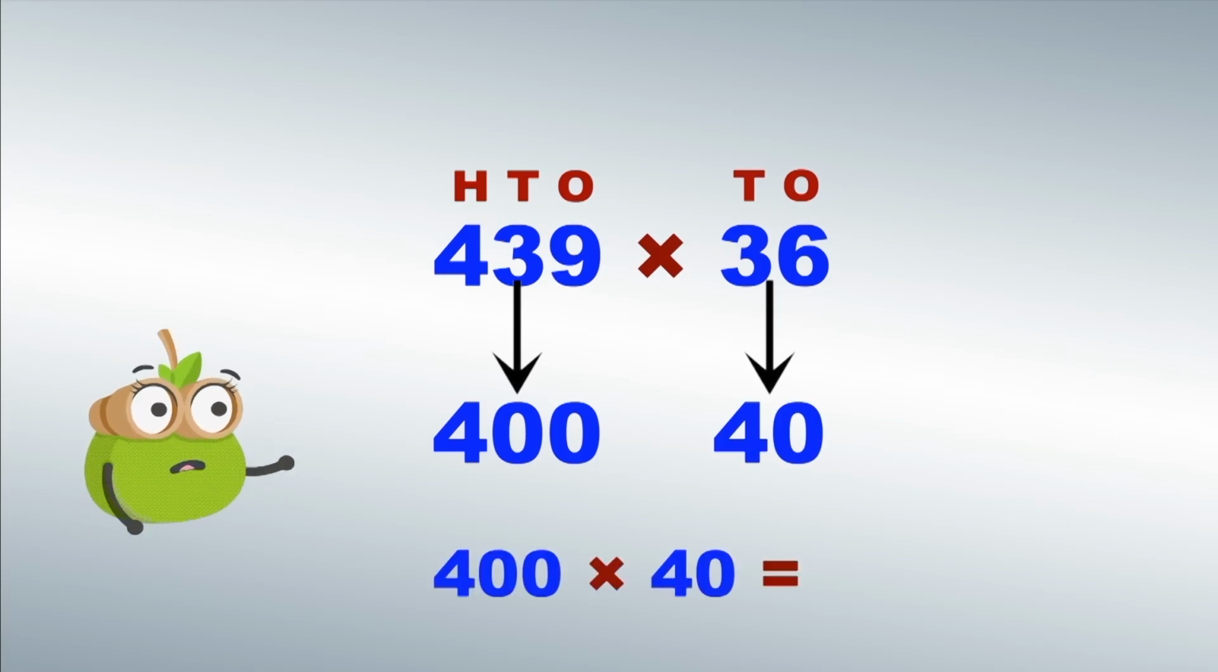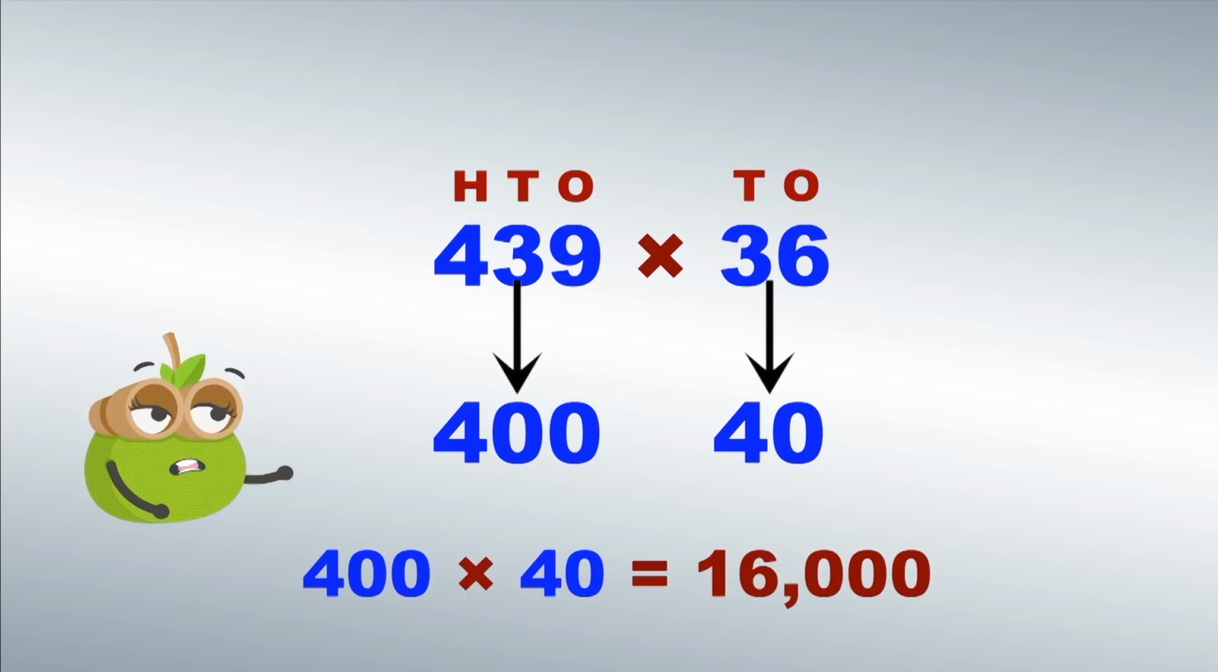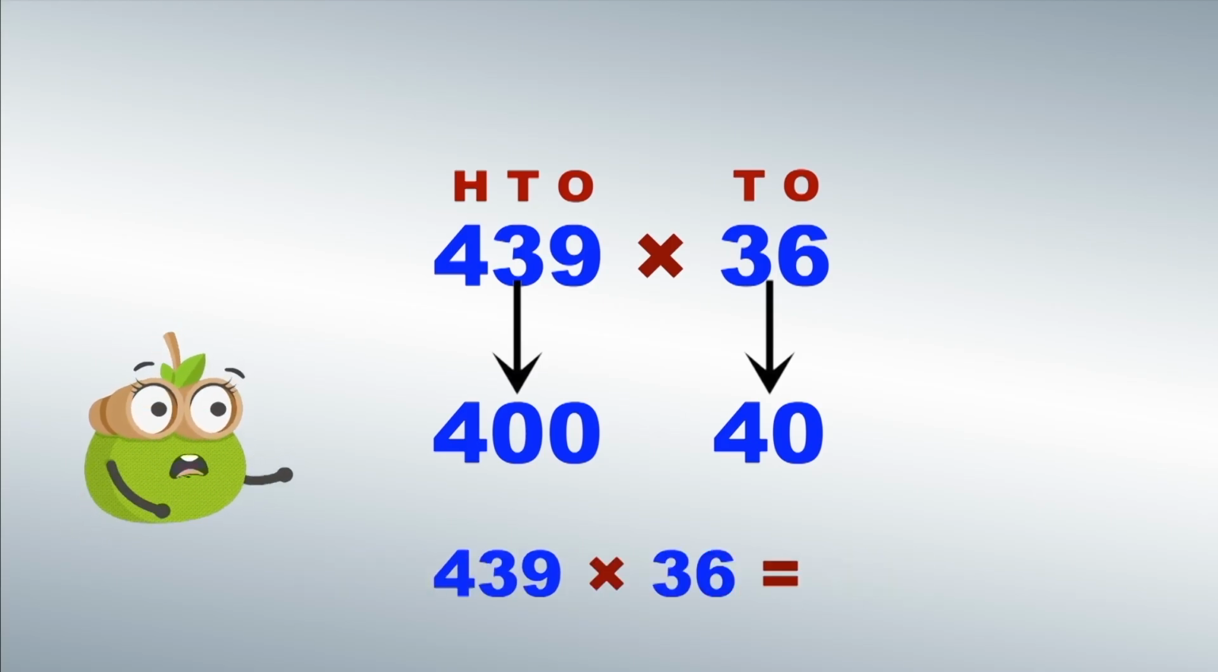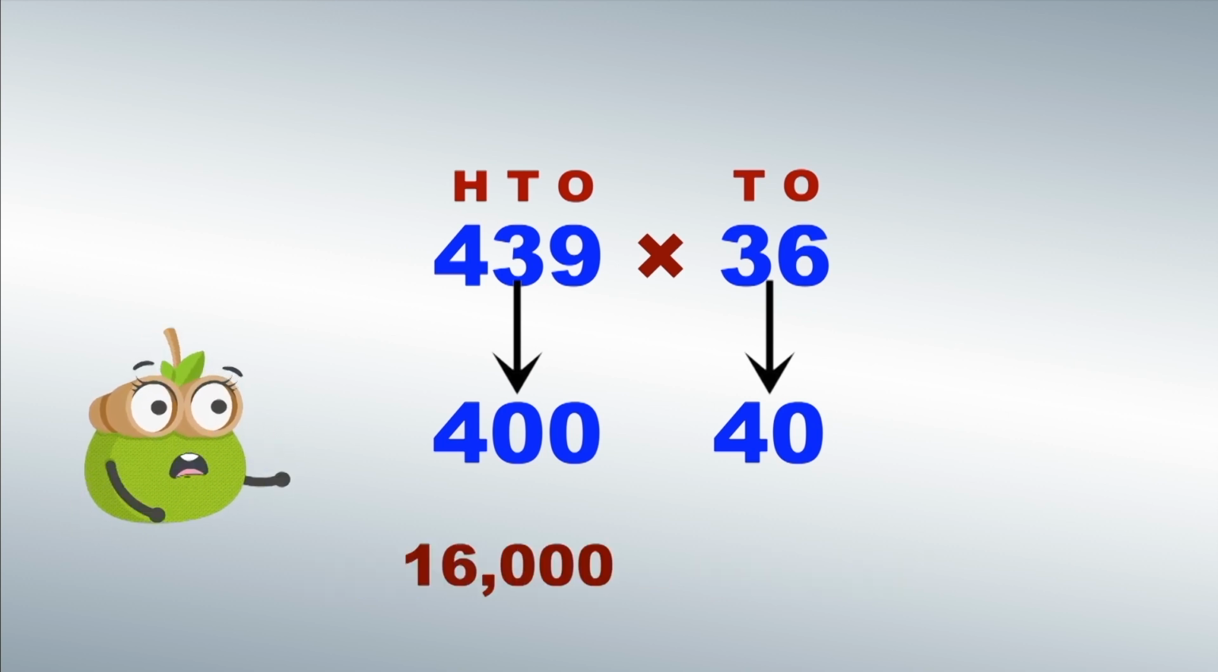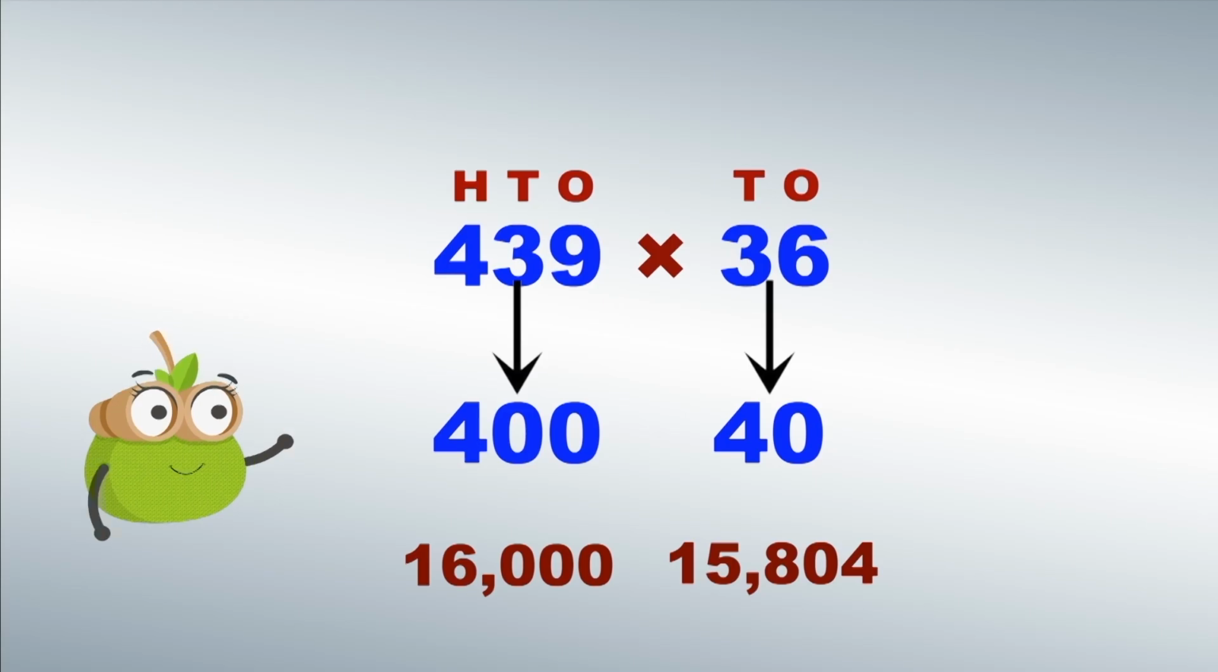Step 3. Now multiply the two estimated numbers 400 and 40 and their product will be 16,000. Step 4. Multiply the actual numbers 439 and 36 and their product will be 15,804. Thus the estimated product is 16,000, which is quite close to 15,804.